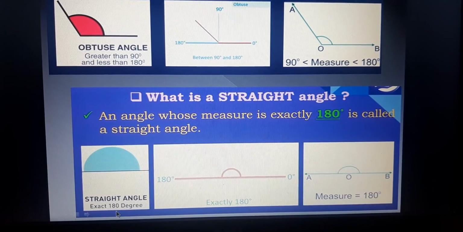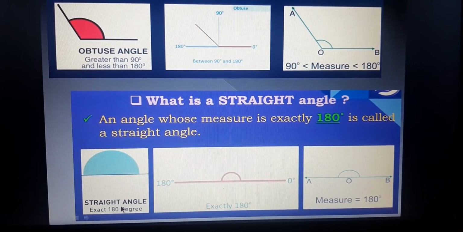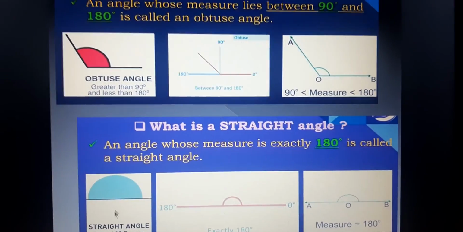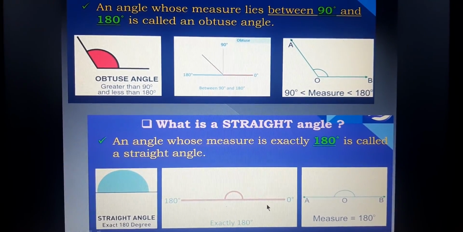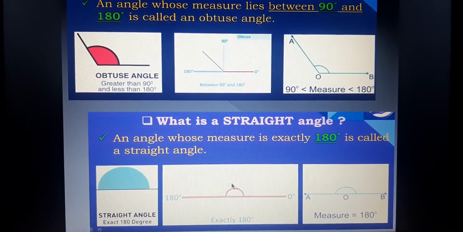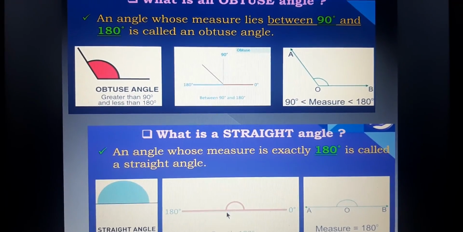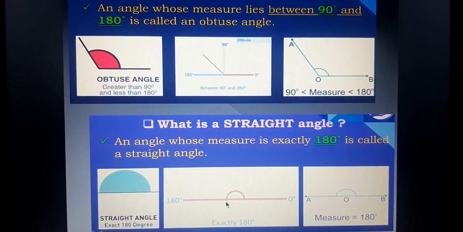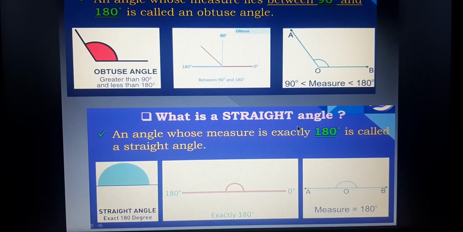Straight angle means 180 degrees. Exactly 90 means a right angle. Exactly 180 means it is a straight angle, the straight line from 0 to 180. This becomes half of the semicircle, right? This is half of the circle, and that semicircle becomes a straight angle.